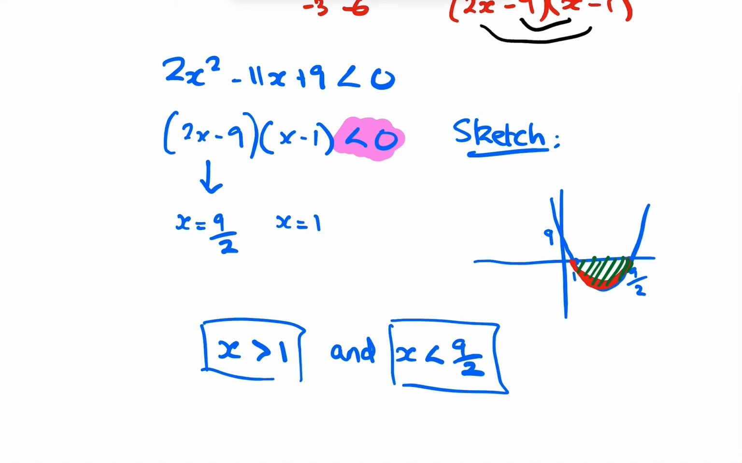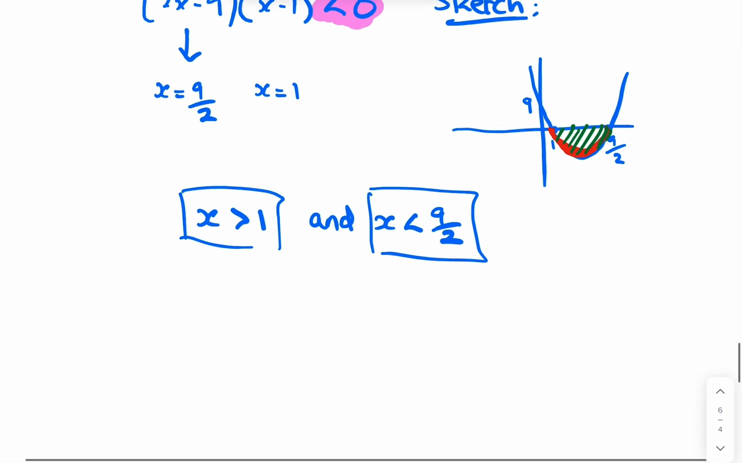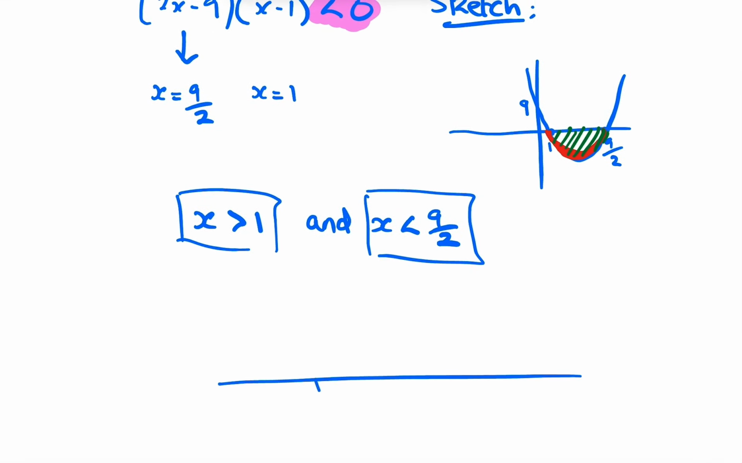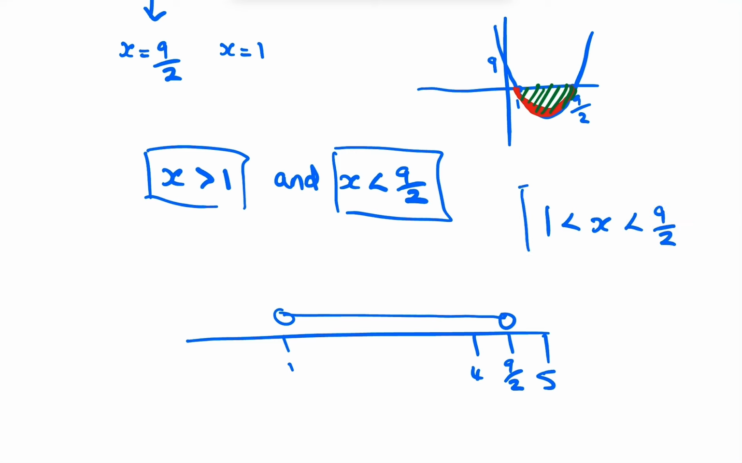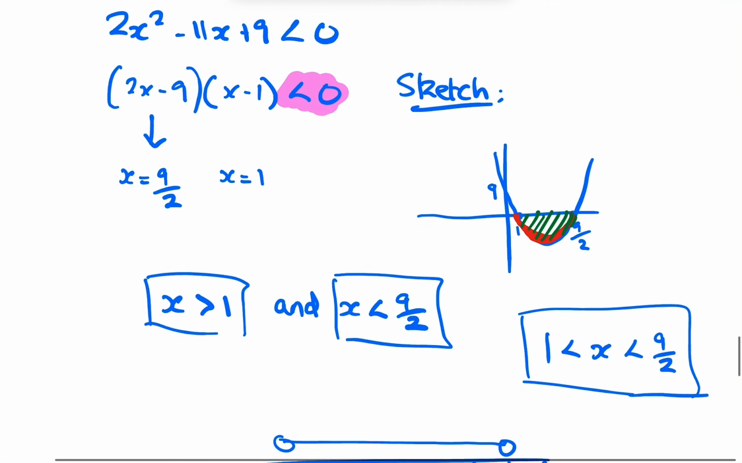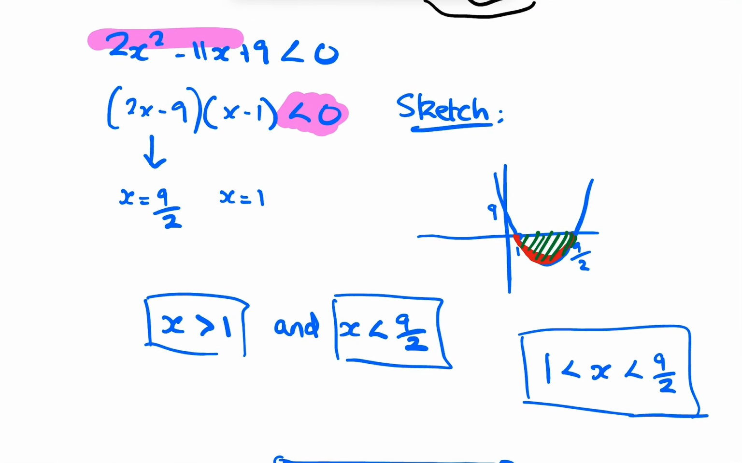We can actually combine them, because if you think about this on a number line, here's 1, here's 4, here's 5, here's 9 over 2. We want everything in there. Okay, so another way we could write this inequality is as follows: 1 is less than x is less than 9 over 2. That would be our final answer. That is all the values of x which satisfy this inequality.